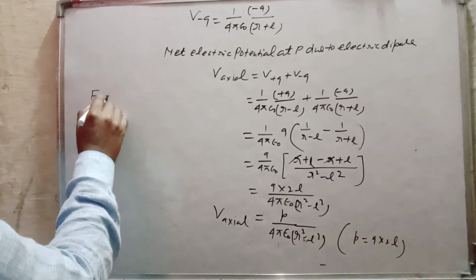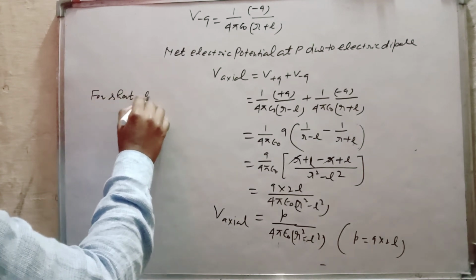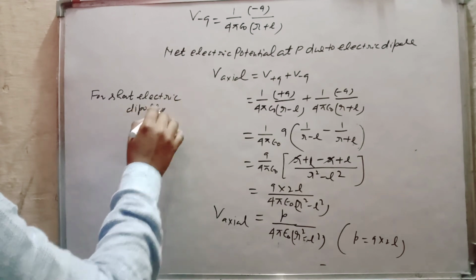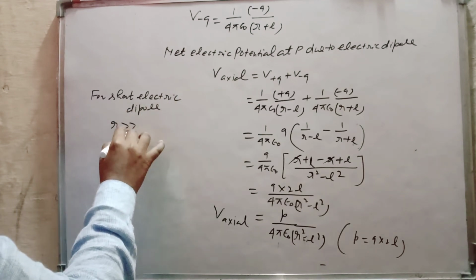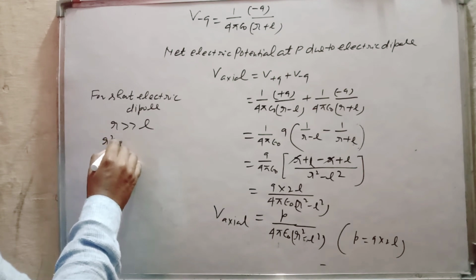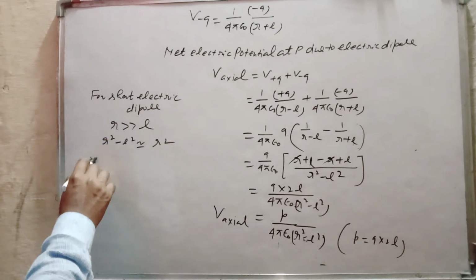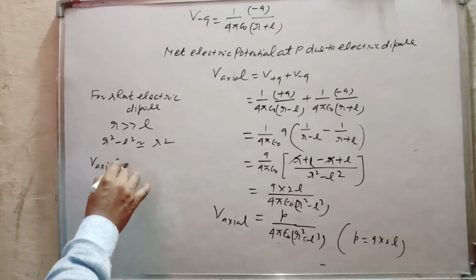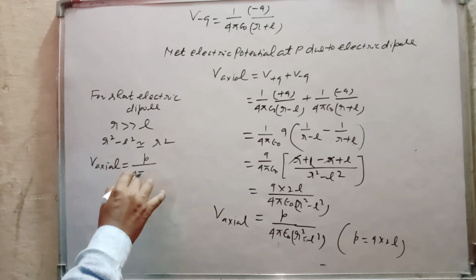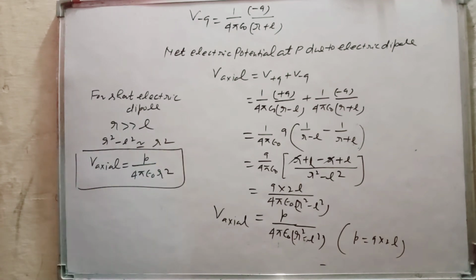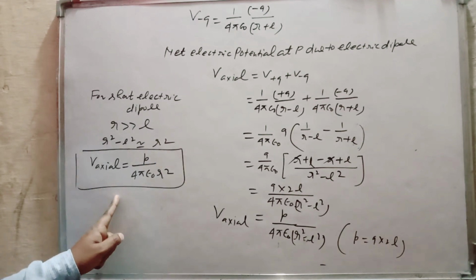For a short electric dipole, R is much greater than L. Here R square minus L square is approximately R square. That means V axial is equal to P divided by 4 pi epsilon naught R square. This one is the expression for electric potential due to a dipole at an axial point.